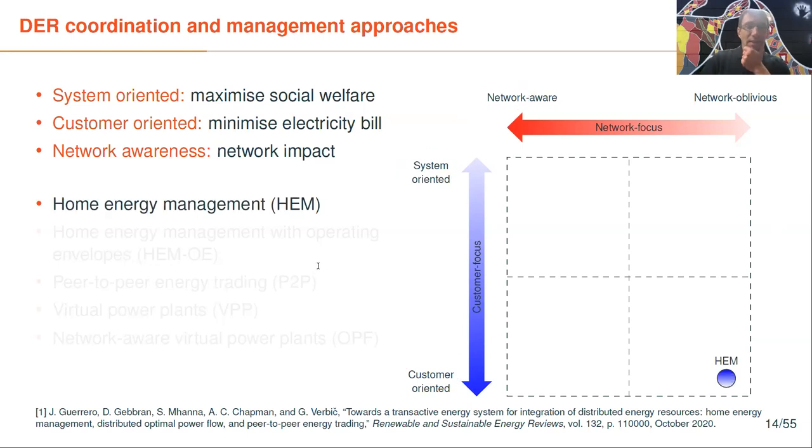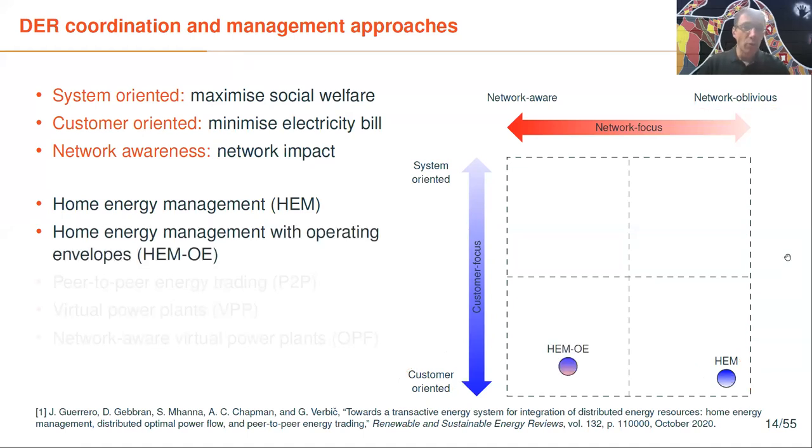So the first one is a home energy management system. You can think of that as: you are an end customer, you buy a rooftop solar system and a battery system, and you want to manage it to minimize your cost. And that obviously sits in this bottom right corner, where you are fully customer oriented and you don't care about the network at all. And we saw that this can lead to network problems.